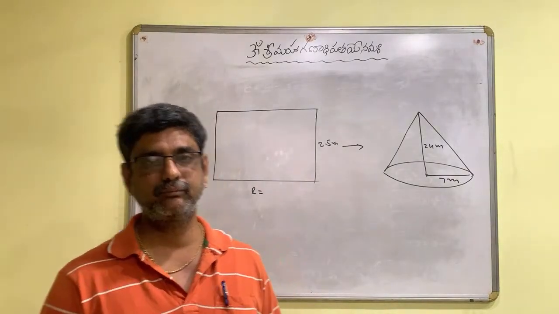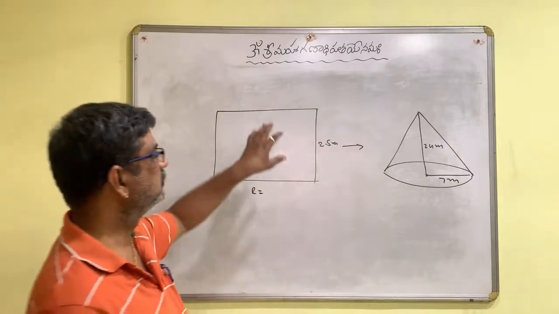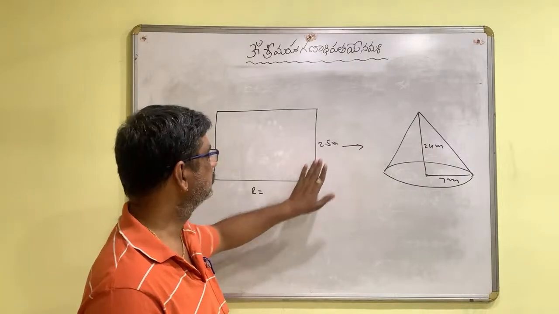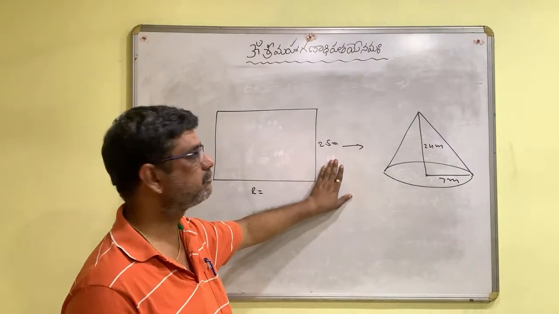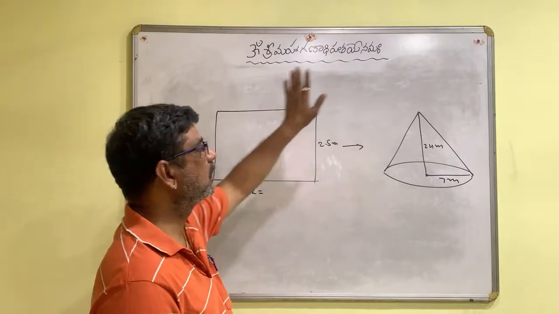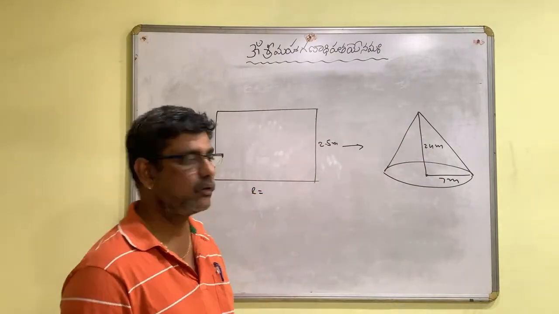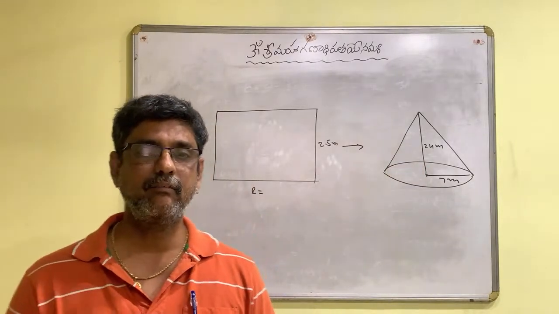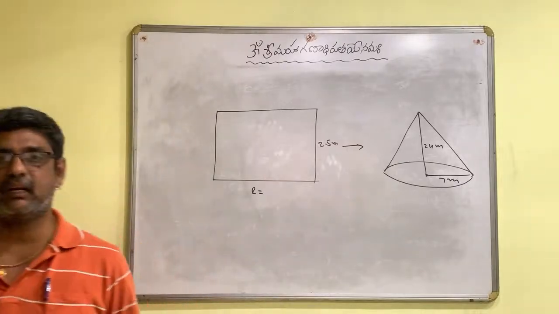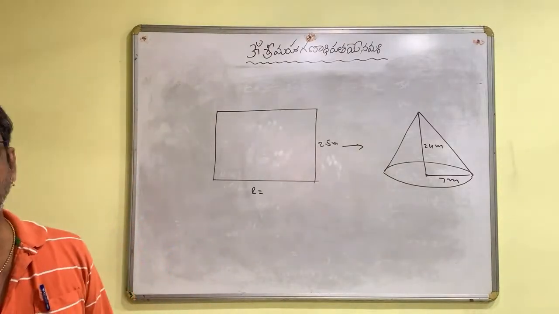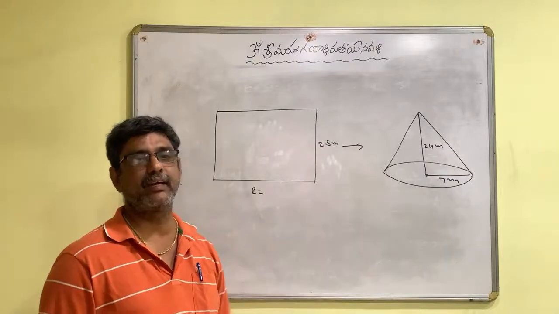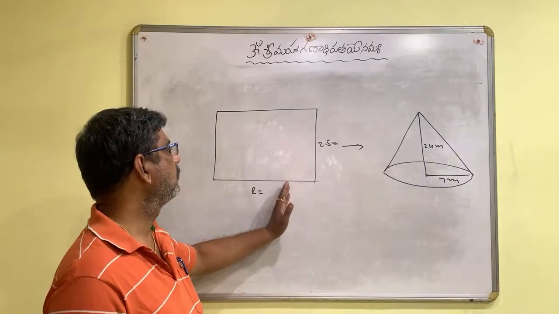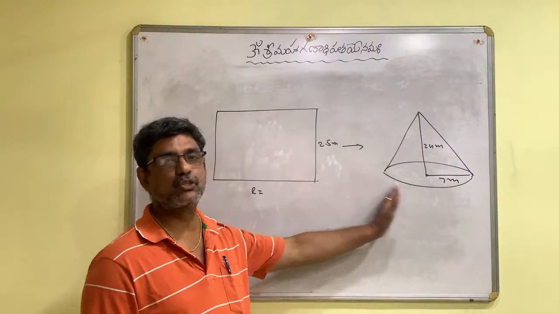This is the question. Once again, there is a rectangular cloth whose length we need to find out. Breadth is given as 2.5 meters. With this cloth, a conical tent was made whose radius is 7 meters and vertical height is 24 meters. We need to find the length of the rectangular cloth. First, we need to understand the relation between these two figures. What relation will exist between these two?